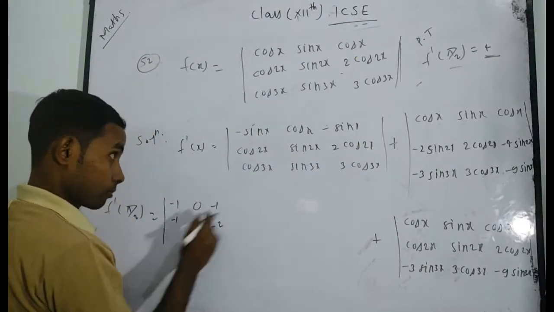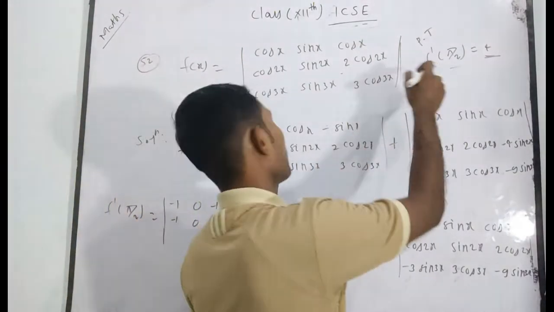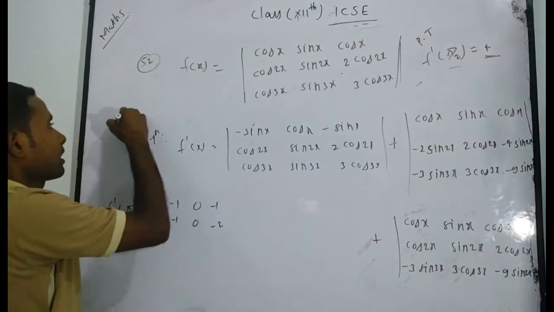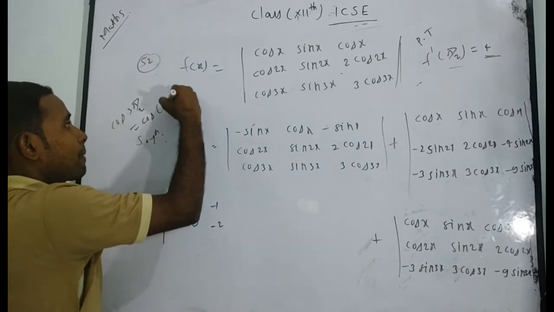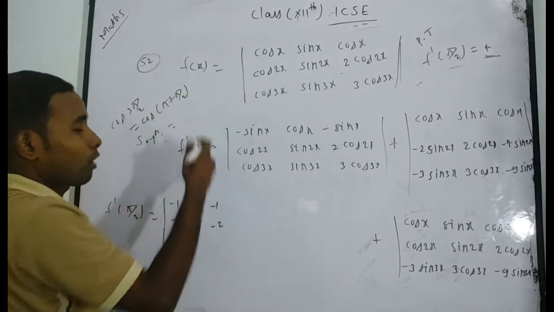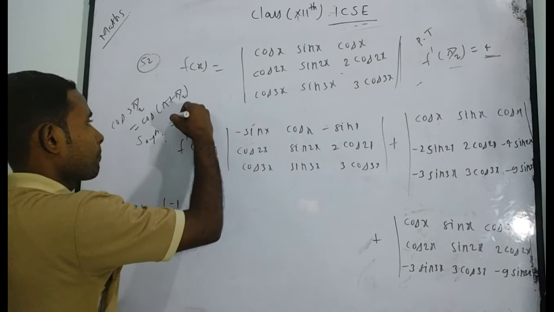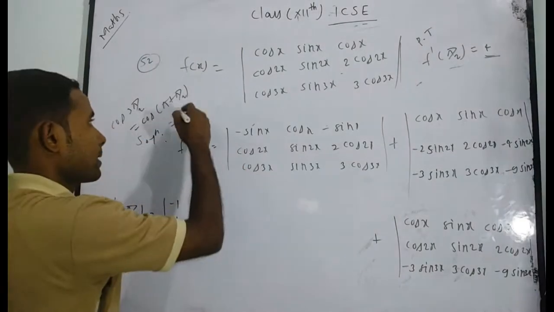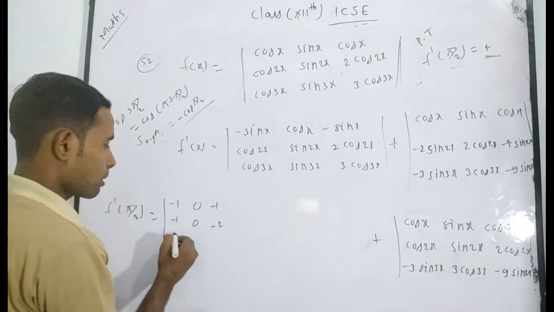Here you have to find cos 3π/2. If you don't understand, you can calculate it here. Cos 3π/2 is cos(π + π/2). It falls in the third quadrant, so cos θ will be negative there. So it will be minus cos π/2, and as you know, that will be 0.